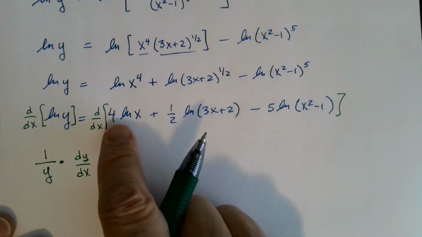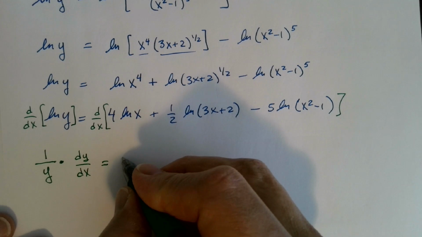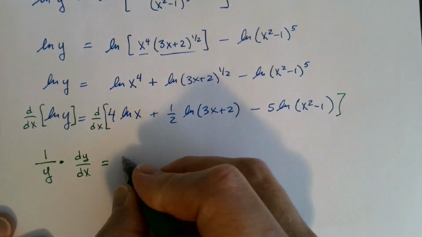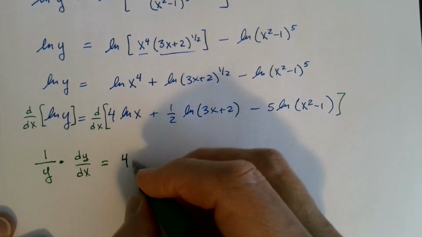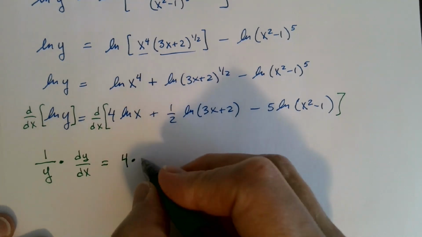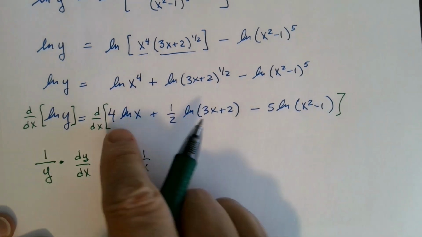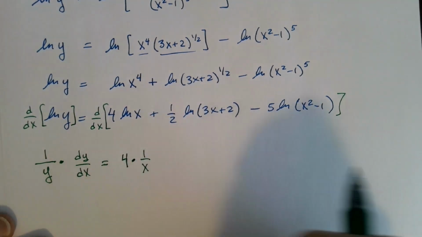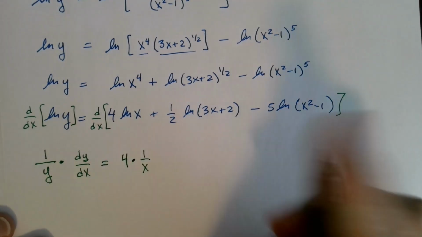First of all, what's the derivative of 4 times natural log of x? So we've got just the sum and difference rule to start off with. Well, 4 is a constant multiple times what? The derivative of natural log of x is 1 over x. So 4 divided by x is the derivative of 4 times natural log of x.